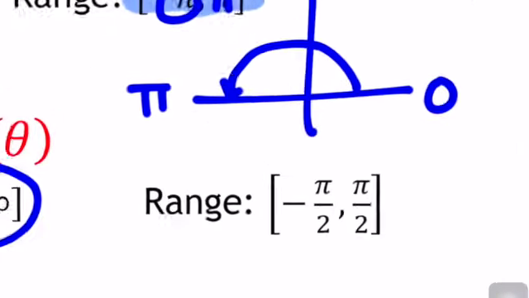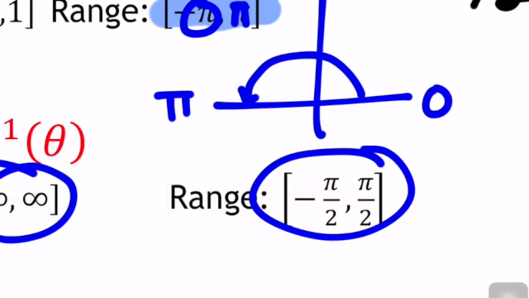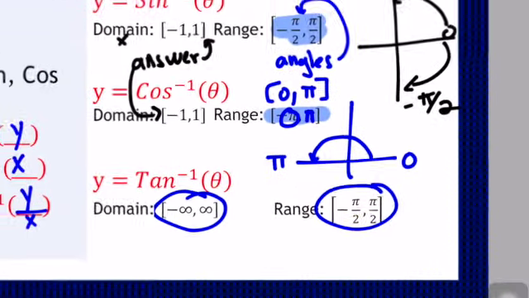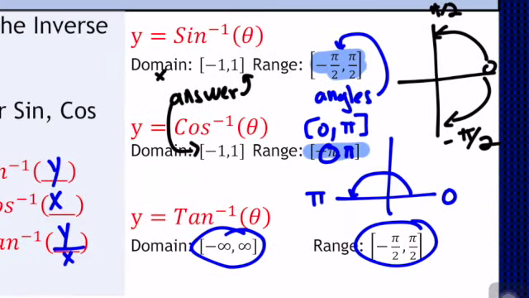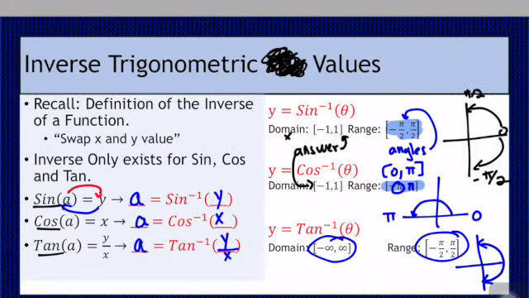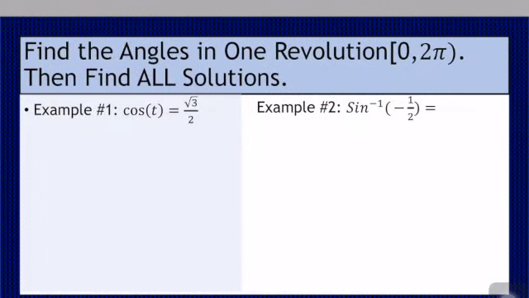So the range, though, is going to be the important part for tangent. Just like sine, it goes from here all the way to here. All right, so let's go ahead and look at some examples and let's see what this is going to look like.